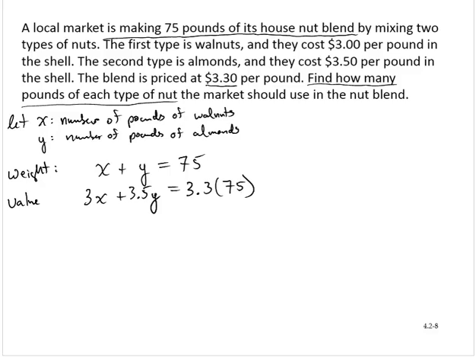And so we now have a system of equations that we can use to solve the problem. So we have x plus y equals 75, and 3x plus 3.5y, and going through a little bit of arithmetic here, 3.3 times 75 is 247.5.